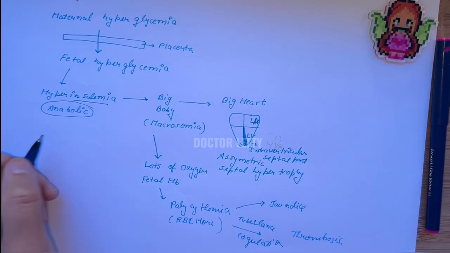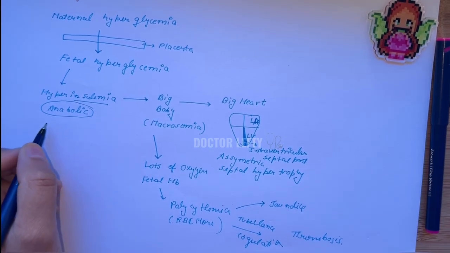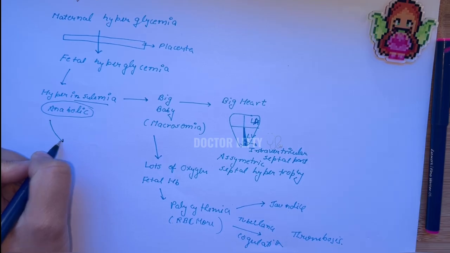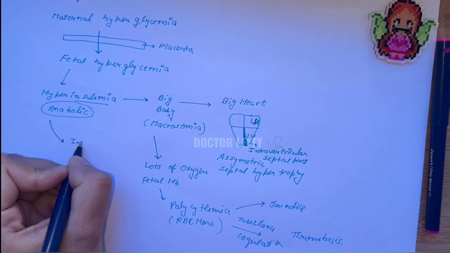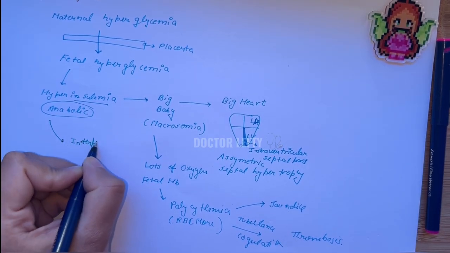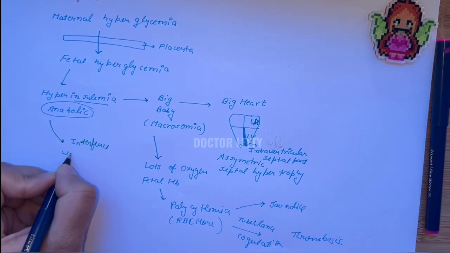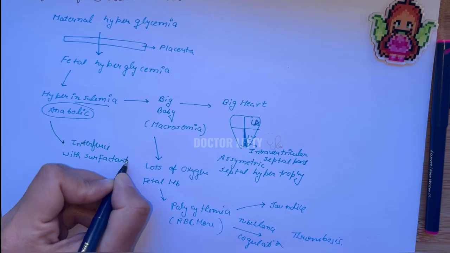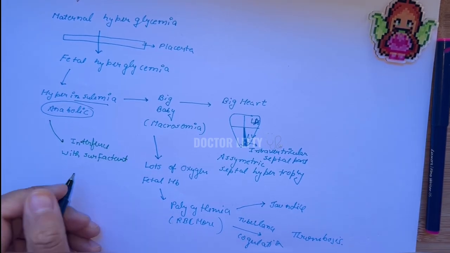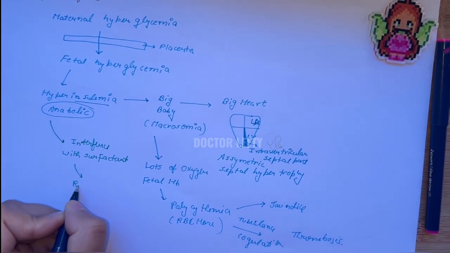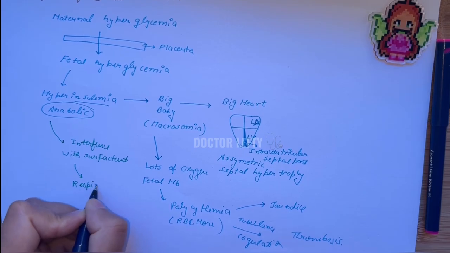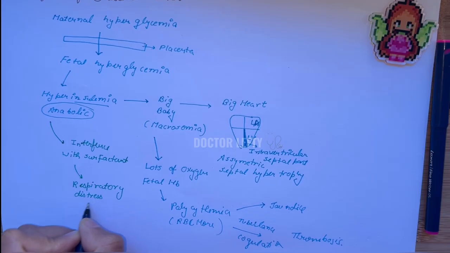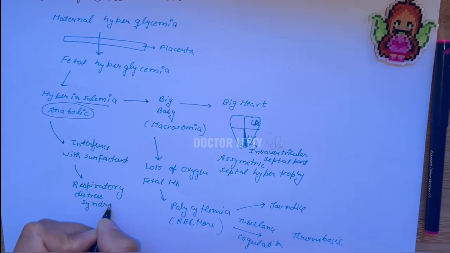Now going back, there is hyperinsulinemia, so high insulin. This high insulin will interfere with the surfactant function. Although the baby has a lot of surfactant, this insulin will interfere with the surfactant function. As a result of this, the baby will have another complication known as respiratory distress syndrome, though the baby does not have any surfactant deficiency.